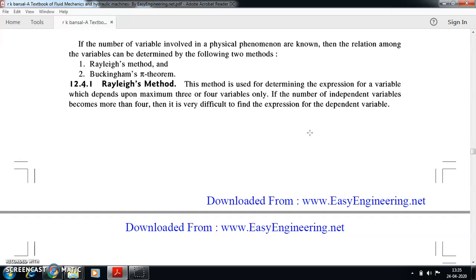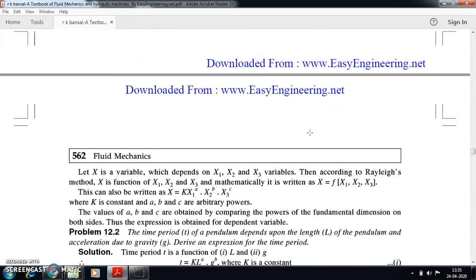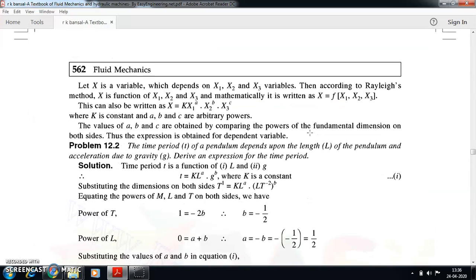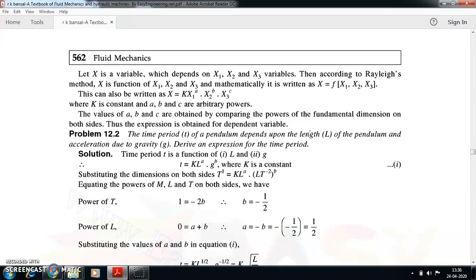Once we solve the problem, we will be able to understand it. If the number of independent variables becomes more than 4, then it is very difficult for you to solve by this particular method. You cannot use it. It is basic mathematics that you are going to use. For example, if you want to generalize the Rayleigh method, consider x as a variable for which I want to find the relationship. This x variable is a dependent variable and it depends on x1, x2 and x3. According to Rayleigh, I can write x is a function of x1, x2, x3.